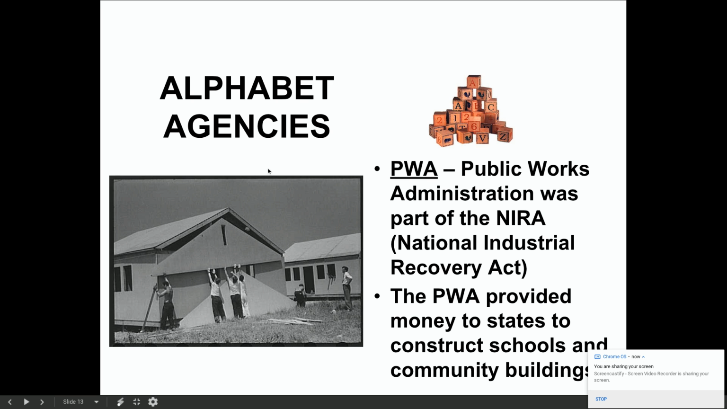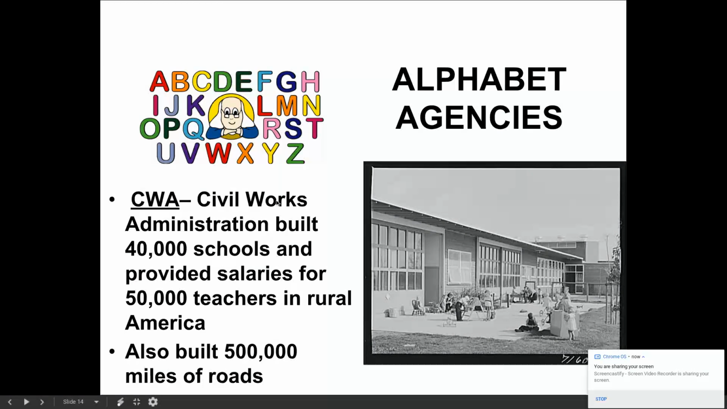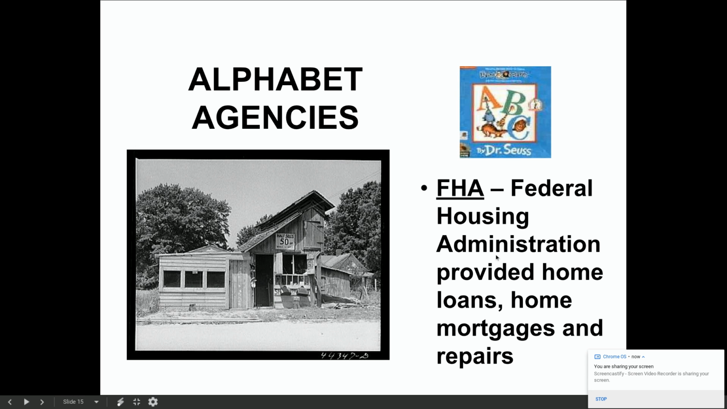Along with this, we have what are known as the alphabet agencies. Most of them are works programs. Again, the PWA also put Americans back to work, constructing schools and community buildings. Other alphabet agencies, the Civil Works Administration, again, built more schools and provided salaries for teachers, and they also built 500,000 miles of roads. Along with that, you have the FHA, provided home mortgage loans and repairs with money from the federal government so that Americans could own homes or repair the homes that they were already in.